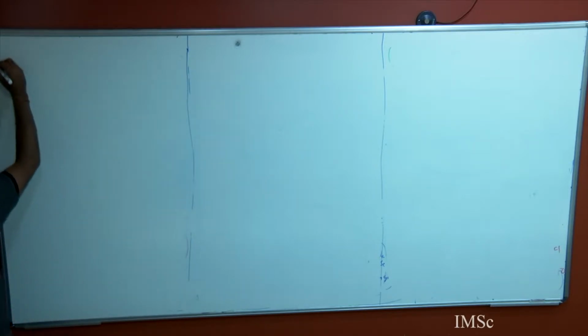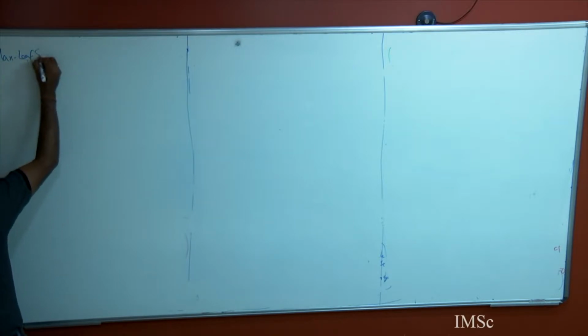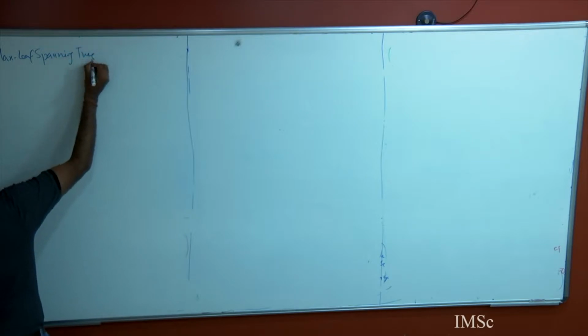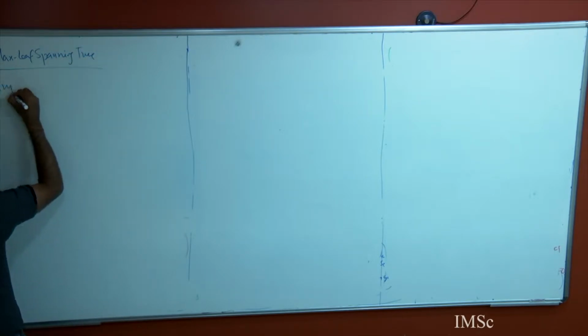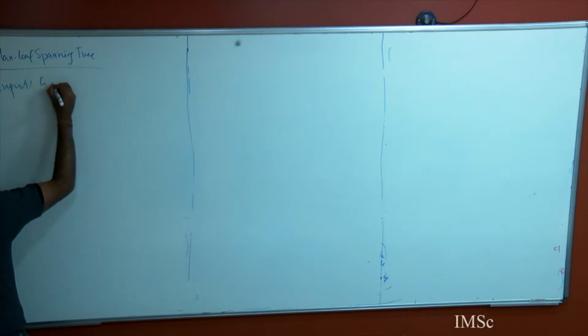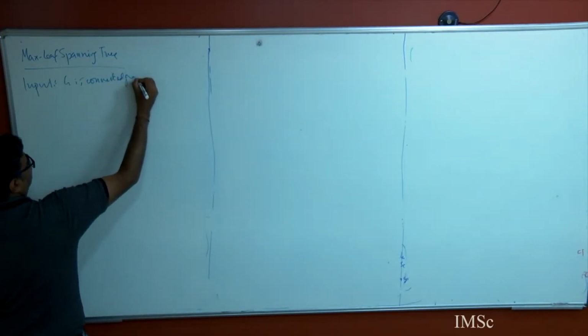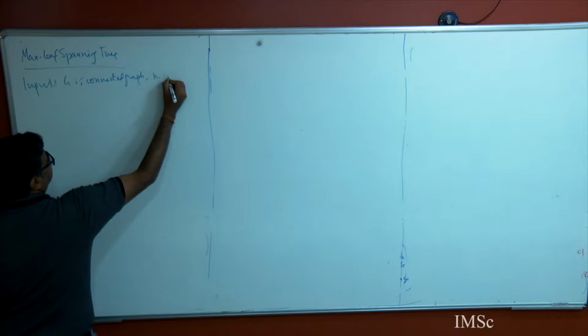So we will do max leaf spanning tree. Remember, I was talking about it yesterday. Input is G, a connected graph, and K is an input.